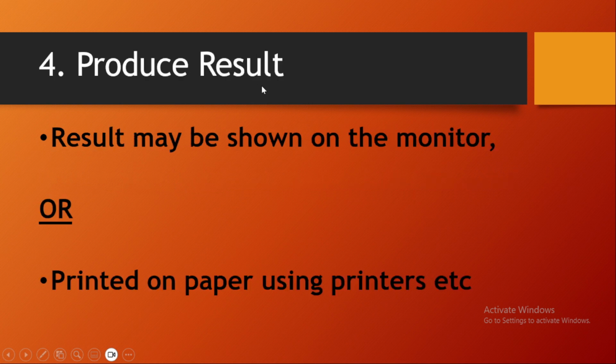Produce result. After processing the data, you get the result. The result may be shown on the monitor, or it may be printed on paper using printers or any other form of result through any output devices. So these are very common ways of getting the result, as either it is shown on the monitor or it is printed on the paper.